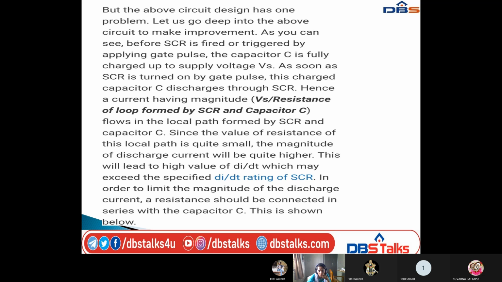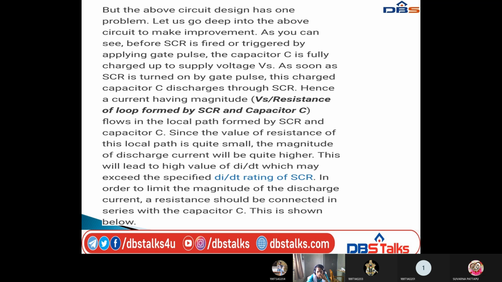But the above circuit design has one problem. Let us go deeper into the above circuit to make an improvement. Okay, as we can see, before the SCR is fired or triggered by applying the gate pulse, the capacitor C is fully charged up to the supply voltage Vs. As soon as the SCR is turned on by a gate pulse, the charged capacitor C discharges through the SCR. Hence, a current of magnitude Vs over the resistance of the loop is formed by the SCR and capacitor C.